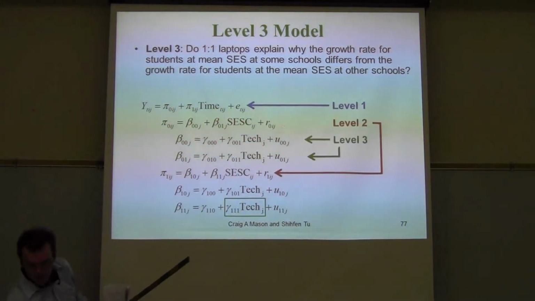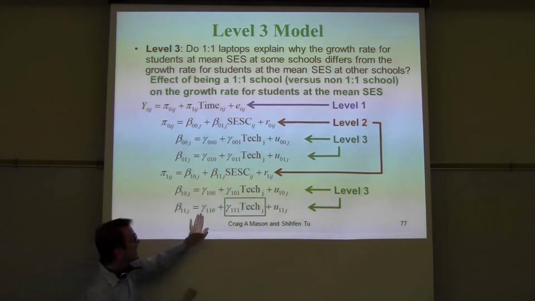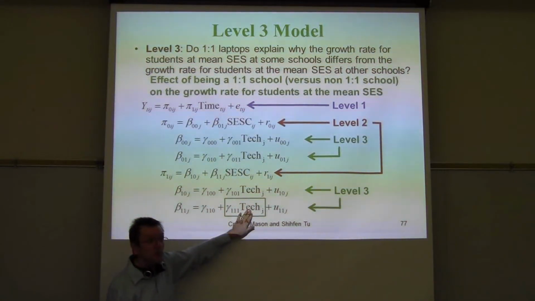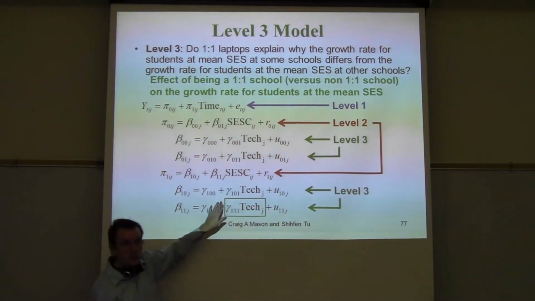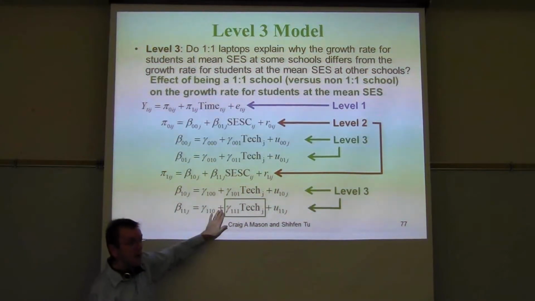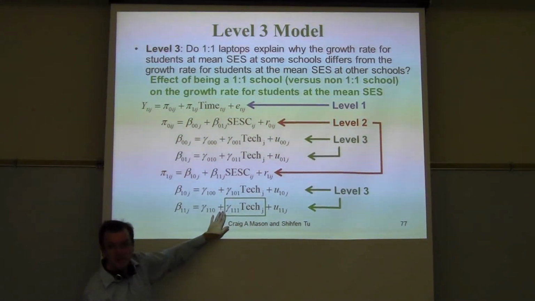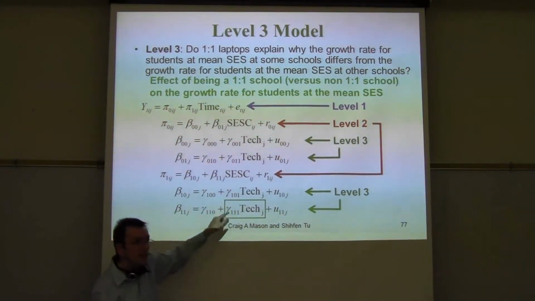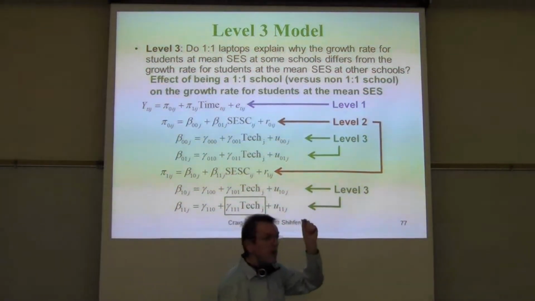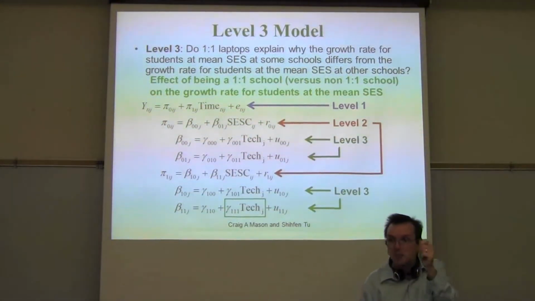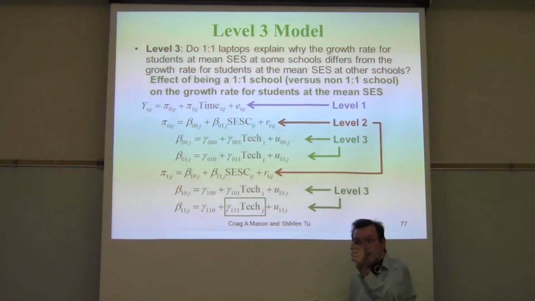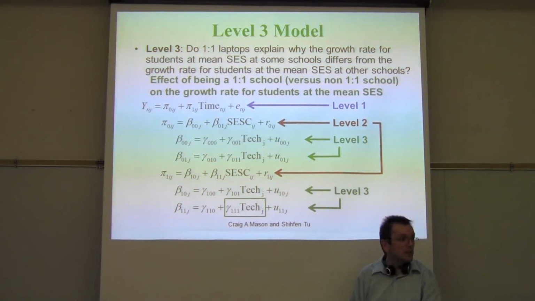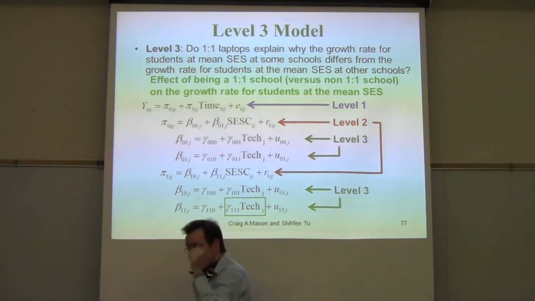So it's the SES effect on growth rates in non-laptop schools. And gamma 111 is the laptop effect, the effect of being in a laptop school on the SES effect on growth rates. I mean, we're talking about effects on effects on effects. But again, gamma 111 is, does laptops offset? Do laptops help to diminish the effect of poverty or whatever on students' growth over time, so they take less of a hit? That's what that's getting at.